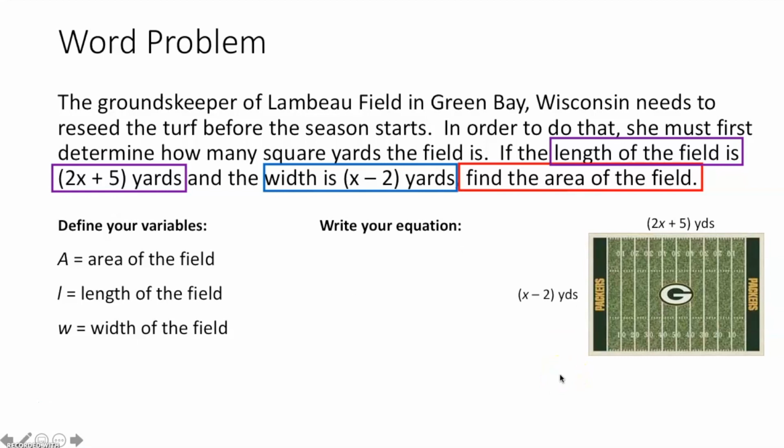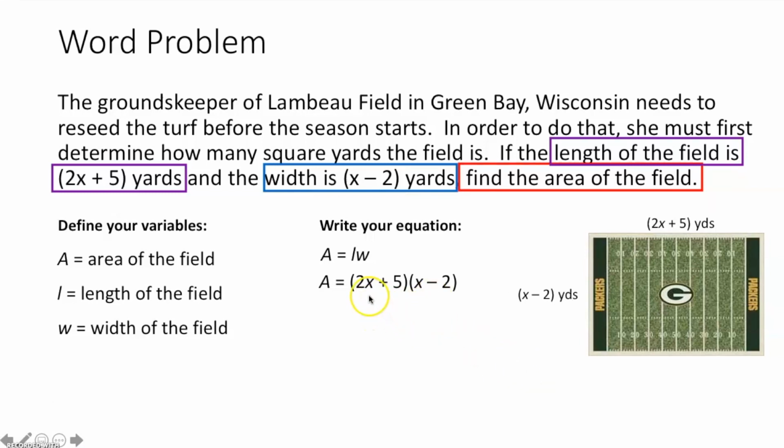Now we can write an equation based on what we know. Well, area of a rectangle is base times height, or length times width, right? So we'll say, in this case, area is equal to length times width. So length times width, we already know what those are, right? In the problem, it tells us that the length is 2x plus 5 yards and the width is x minus 2 yards. So we'll plug those in here. So we take 2x plus 5, plug it in for our length, take x minus 2, plug it in for our width. Perfect. So to find the area, all we have to do is multiply these two things together.